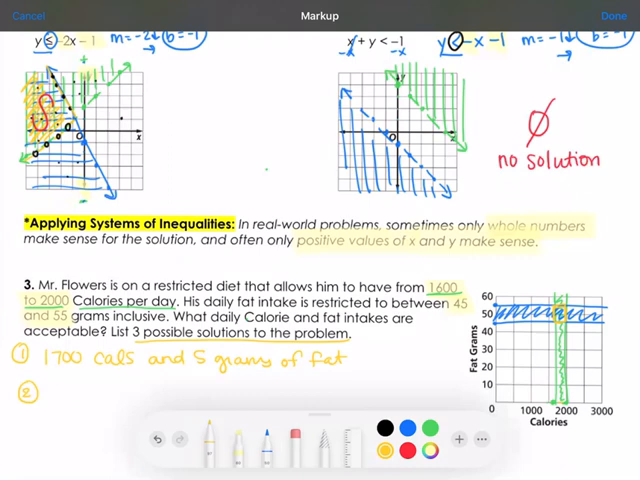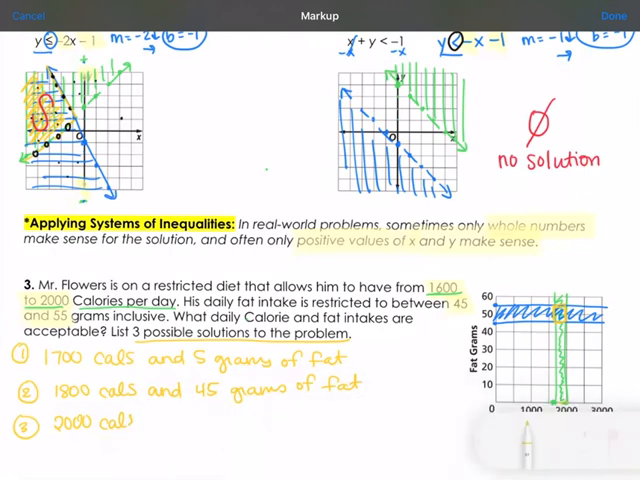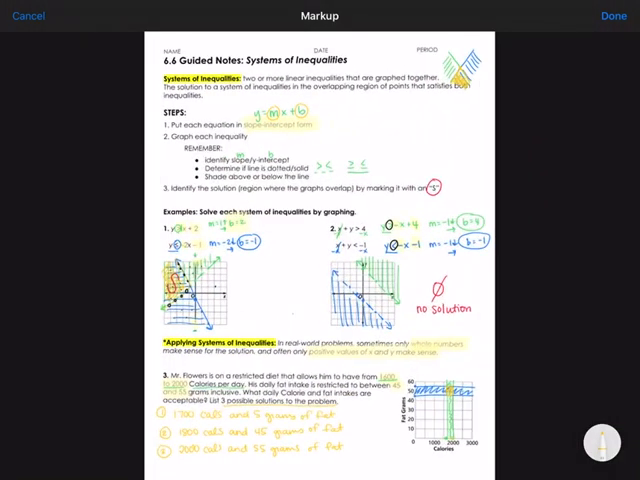A second possible solution would be like 1,800 calories, and he could have exactly 45 grams of fat. And I think you see here, really anything in this range, any point. He could have up to 2,000 calories, and that would be his maximum calories, and his maximum fat would be 55 grams of fat. So there are many solutions that would work here. I've just picked 3 points that lie in this space right here, which is all the possible solutions.